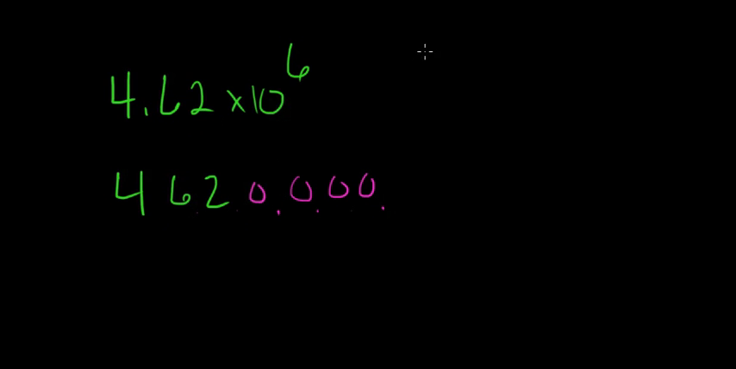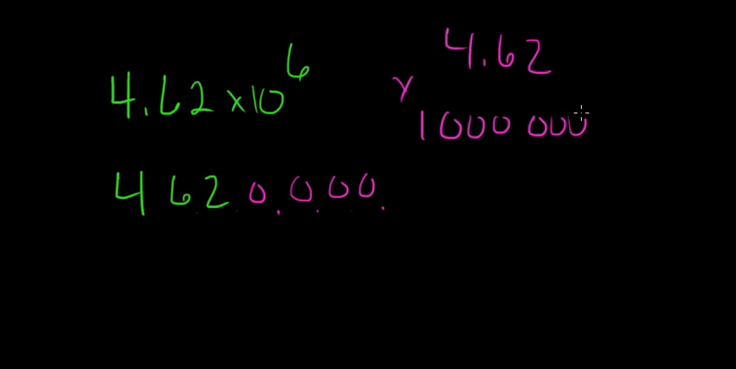Does that make sense? Basically what we're saying is we would take 4.62 and multiply it by this number, because 10 to the 6th is 1 million. So we're multiplying that by a million. That makes sense?